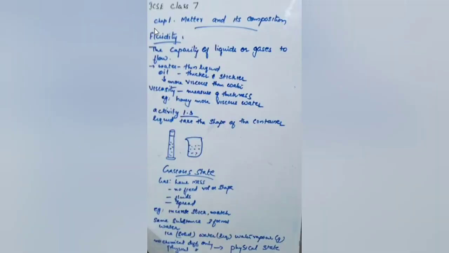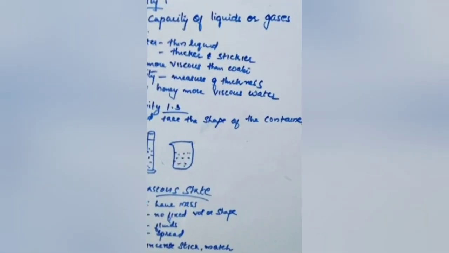Next we are going to talk about fluidity. Fluidity refers to the capacity of liquids or gases to flow. If you are taking water, it will be easy to flow, whereas considering honey or oil, the fluidity will be less. See here, water is a thin liquid, whereas oil is thicker and stickier, more viscous than water.